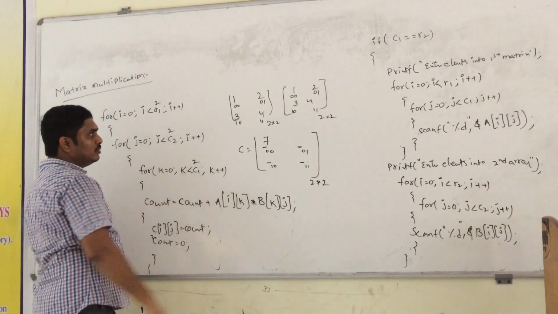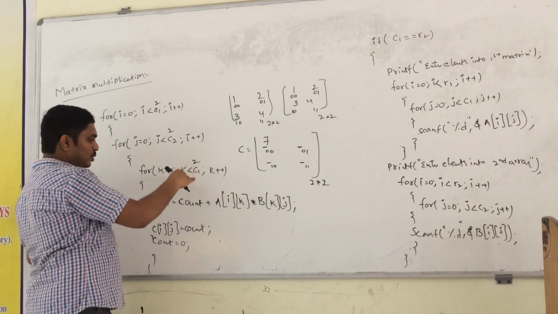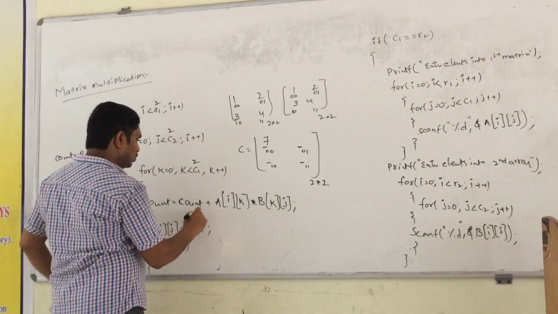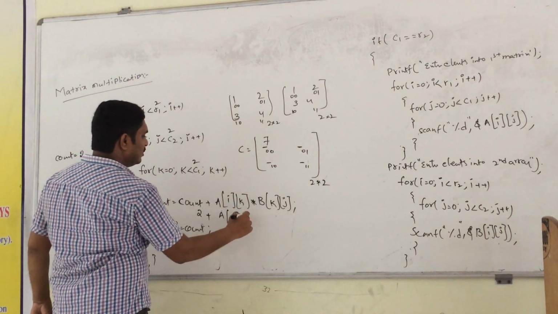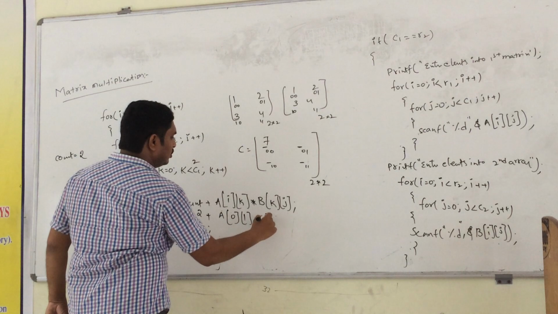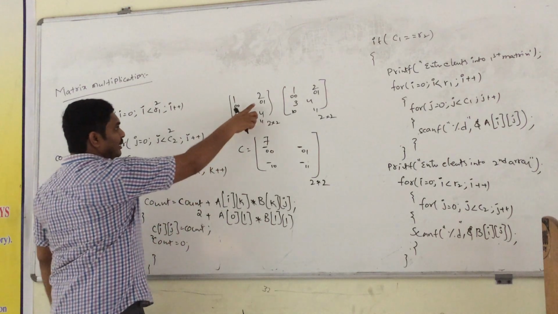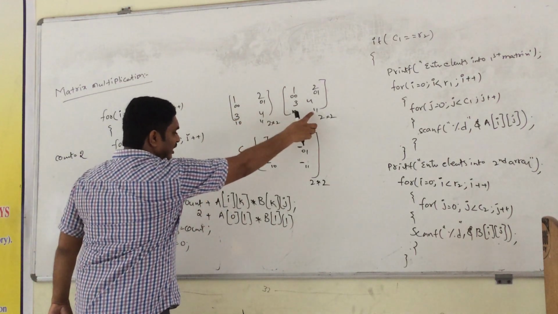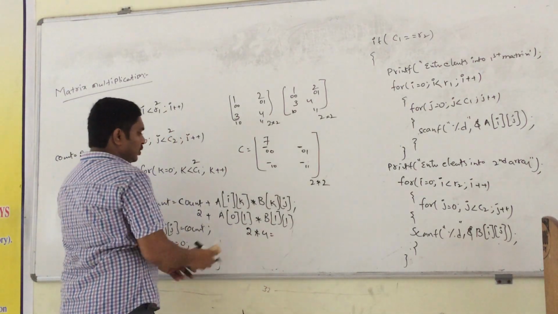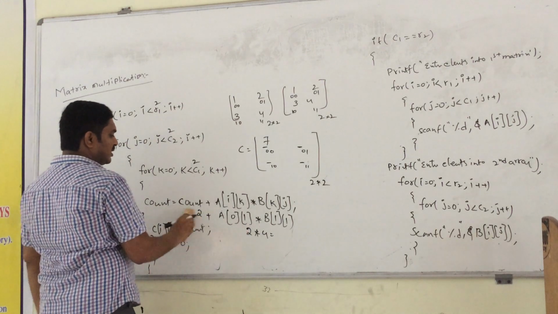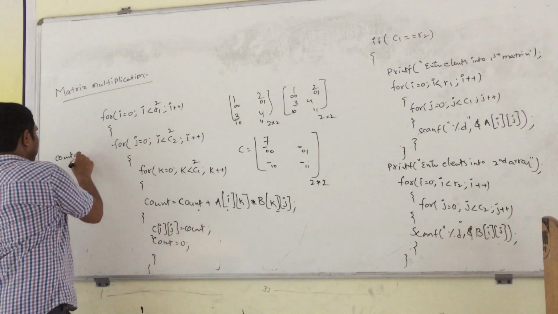Loop ends. Then k value is incremented. After the increment of k, it will become 1. 1 less than 2, condition true. It enters the loop. In count already 2. 2 plus A of i value 0 and k value 1, into B of k value 1 and j value also 1. So the 0 1 element in A is multiplied with the 1 1 element in B. That means 2 into 4. 2 into 4 is 8. Already count is 2. 8 plus 2 is 10. That 10 is stored in the count. So then count equals 10.